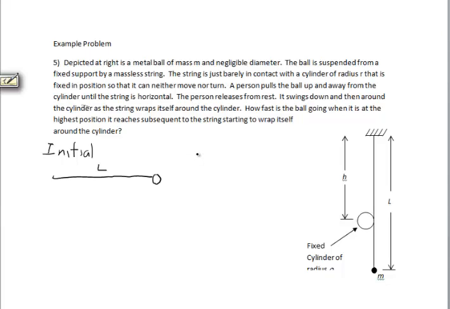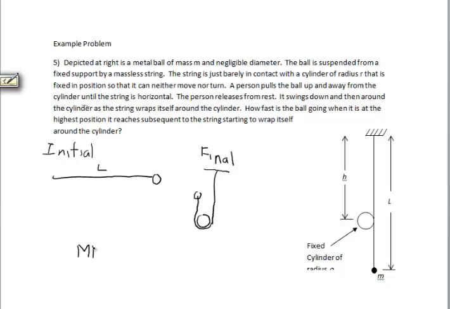And then later, the final condition: the string comes down, swings around, wraps around the cylinder, and then continues to wrap it. But the highest point will be at this point before it starts rotating again, and it's attached here. So it's still moving as it's going around this cylinder. So we're going to go ahead and use conservation of energy.